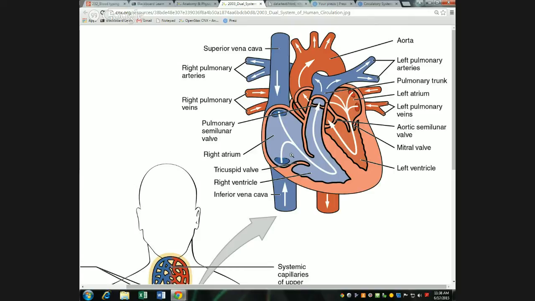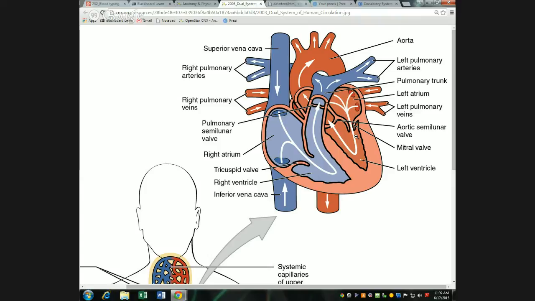Atria, which is the plural of atrium, receive blood coming from somewhere else in the body. And then it goes from the atrium into the ventricle, and then the ventricle pumps that blood to the next target in the body. The right side is responsible for receiving used blood from the body and pumping it back to the lungs to be reoxygenated. The left side receives that oxygenated blood from the lungs and pumps it back out to the body. In this picture, the right side is depicted in blue and the left side is depicted in red, which has to do with the oxygenation state of the blood.